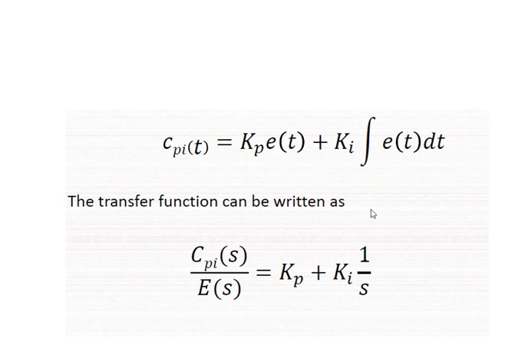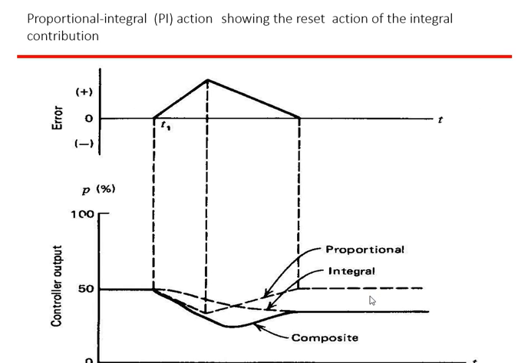Let me explain this, so it will be very easy to understand. If you take integration and take E(t) as common and take it to this side, and convert into S domain, this Kp will be Kp plus Ki, and this integration symbol will be converted into 1 upon S. So this integration is replaced by 1 upon S in the S domain.